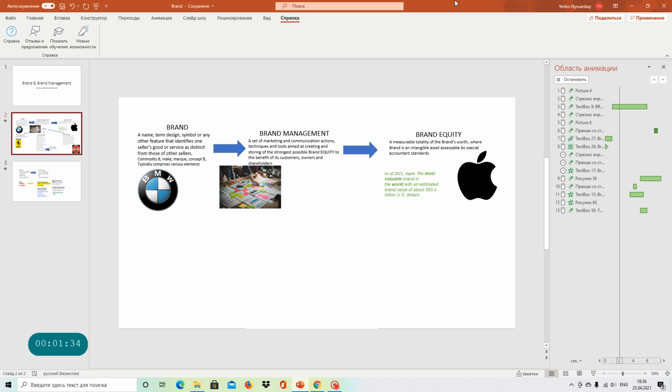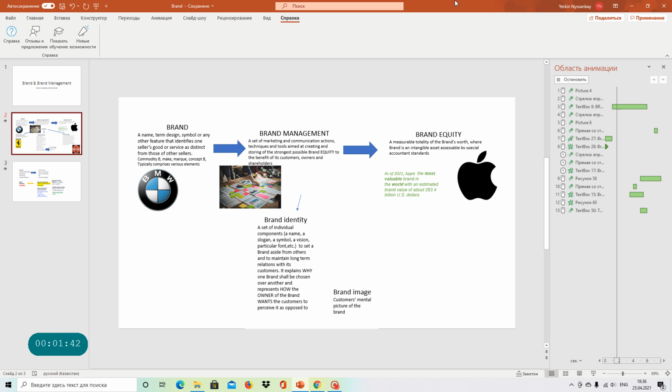Okay, now in our brand management, we have three main targets we want to achieve. The first one is to create and establish brand identity. People should identify a brand immediately as soon as they see it. It's a set of individual components. Like I said, it can be a slogan, it can even be a particular font. In the case of Coca-Cola, for example, that puts a brand aside from others.